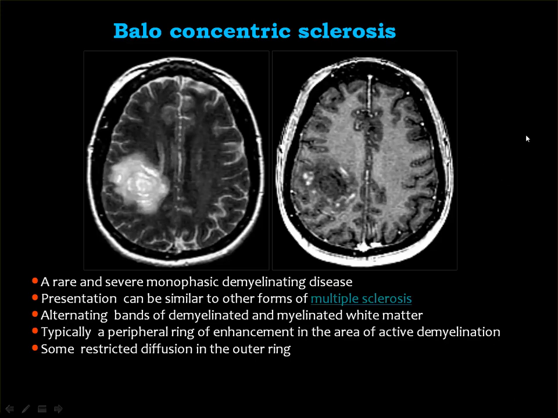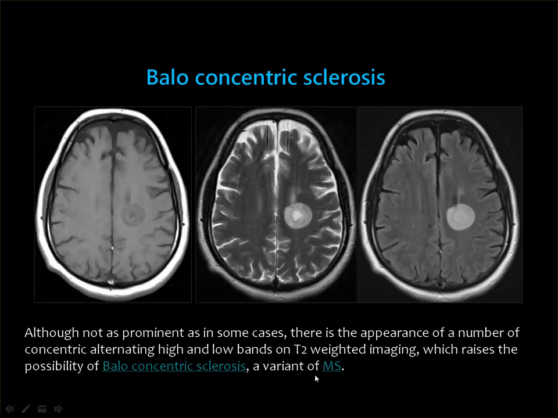Another type of MS is known as Balo's concentric sclerosis, and from its name you get concentric rings inside the lesion, and these rings may show some contrast enhancement. They may be surrounded by brain edema, and the margin may show restricted diffusion. This is the appearance. This lesion is not frequently seen, but it's not uncommon. It is not uncommon to see this lesion in clinical practice.